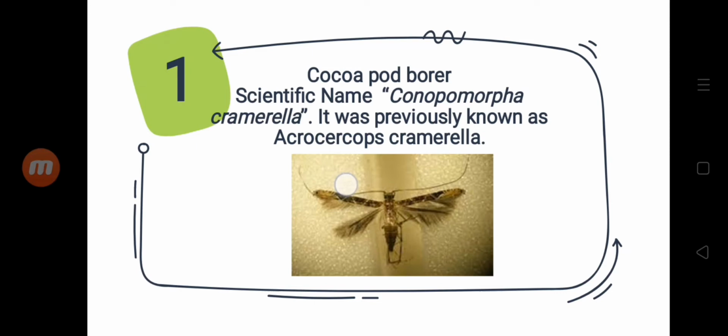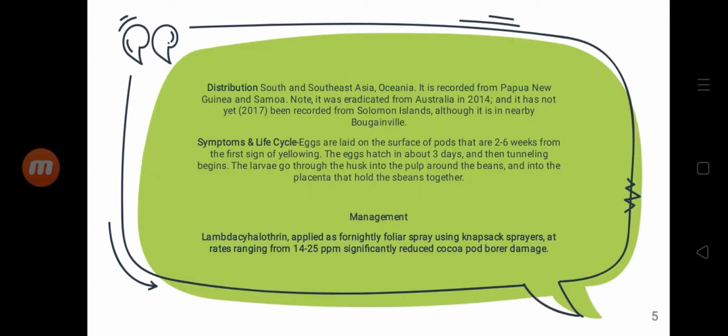So this is the cocoa pod borer insect in the picture. Scientific name, Conopomorpha cramerella. It was previously known as Acrocercops cramerella. Next, distribution. South and Southeast Asia, Oceania. It is recorded from Papua New Guinea and Samoa. Note, it was eradicated from Australia in 2014 and it has not yet been recorded from Solomon Islands, although it is in nearby Bougainville. Symptoms and life cycle.